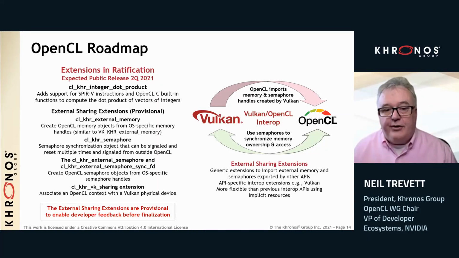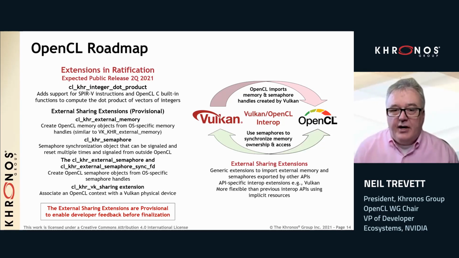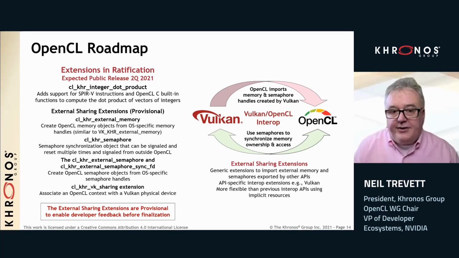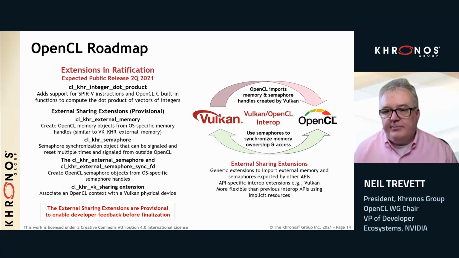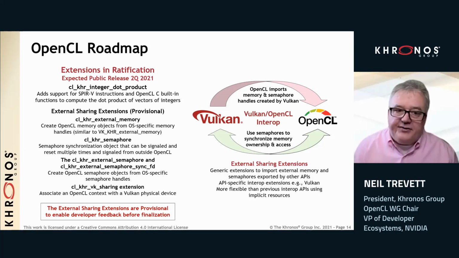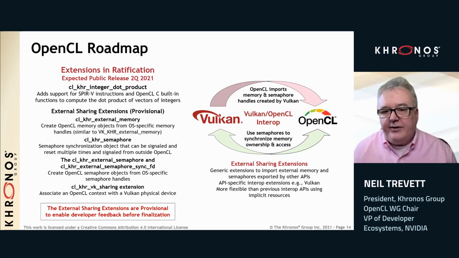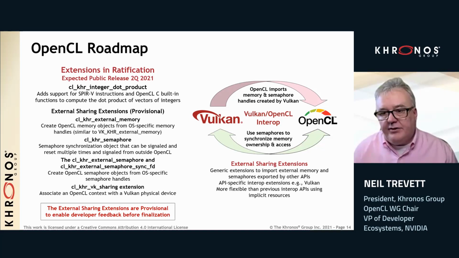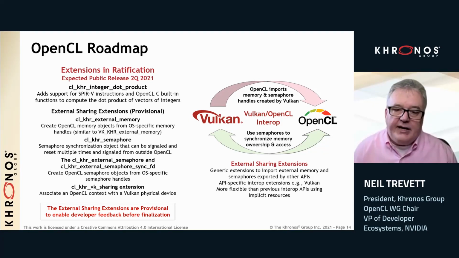So now that the OpenCL 3.0.7 specification has shipped, what is next in the extension pipeline? The OpenCL working group has been working on several extensions, including integer dot product and interop functionality that are already in ratification and so will be released in the second quarter of 2021. In particular, the set of extensions for external memory sharing will enable OpenCL to interop with other APIs, such as Vulkan, by importing handles to memory and semaphore objects, and then using semaphores to wait and signal the other runtime to coordinate the use of shared memory.